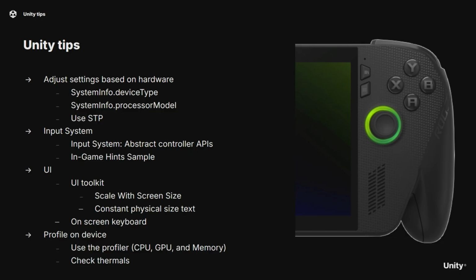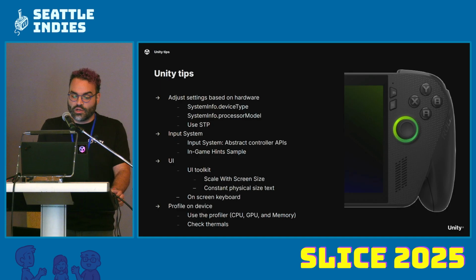As for UI, you can use UI Toolkit. You can use scale with screen size, or you can use constant physical size for text, and that will help the UI to be readable from 12 inches away from the screen. Also, Microsoft, as part of their sample, will show you how to call the on-screen keyboard whenever you enter a text field.